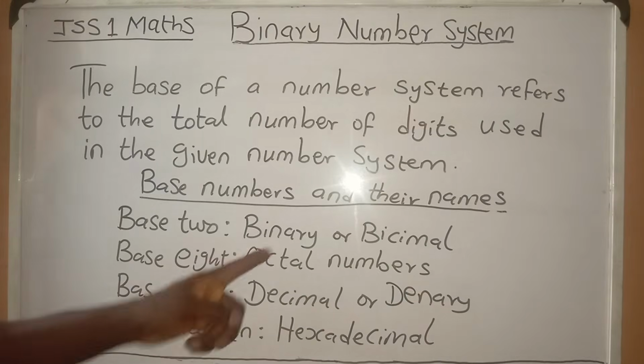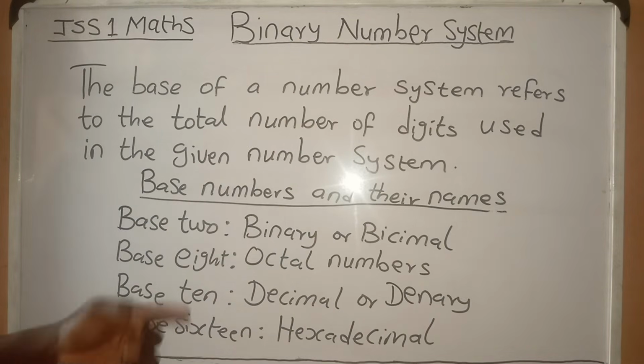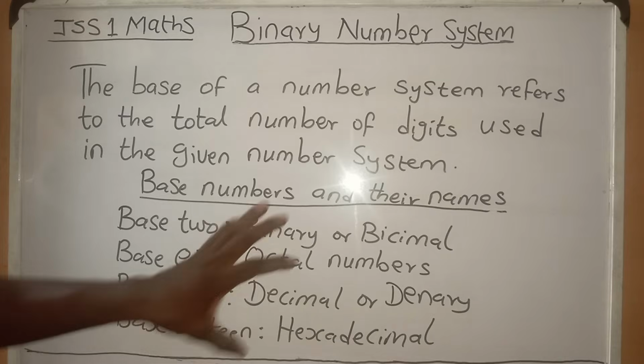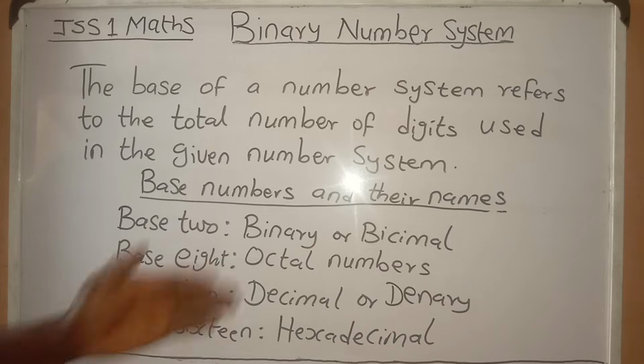Base 2, binary. Base 8, octal numbers. Base 10, decimal or denary numbers. Base 16, hexadecimal. We have various other bases. I know somebody may be asking a question, what about base 3, what about base 4, base 5, and so many others. Yes, they are very important base numbers, but these are the most important ones we have. You always see them in the textbooks. Those are the ones you'll be seeing.